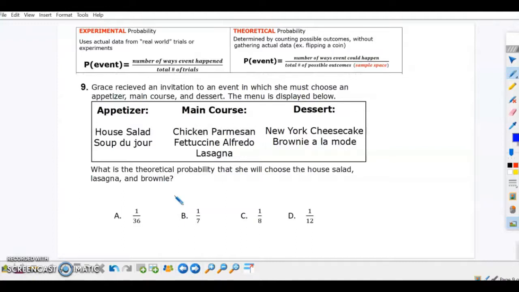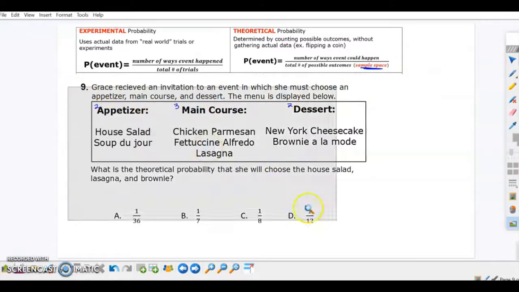Okay, let's look at another theoretical probability. Grace received an invitation to an event and she has to choose an appetizer, main course, and dessert. This is the menu. What is the theoretical probability that she'll choose the house salad, lasagna, and brownie? And the thing that's going to be a little bit difficult with this one is trying to find what's called the sample space. So that's finding all of the different combinations of meals that you could choose if you have 2 appetizers, 3 main courses, and 2 desserts to choose from.